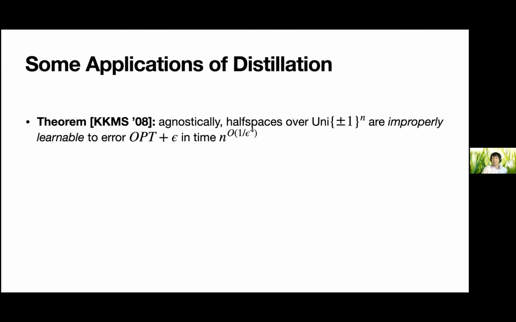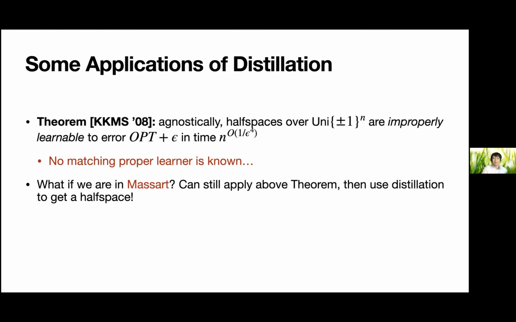So a cute application. Suppose I want to learn half spaces, and now I am making a distributional assumption. So X is uniform over plus minus 1 to the n. Then in fact, even agnostically, you can get some results in this setting. You can learn to error opt plus epsilon in time n to the poly 1 over epsilon. But we only know how to do that improperly, and this is some huge polynomial regression.